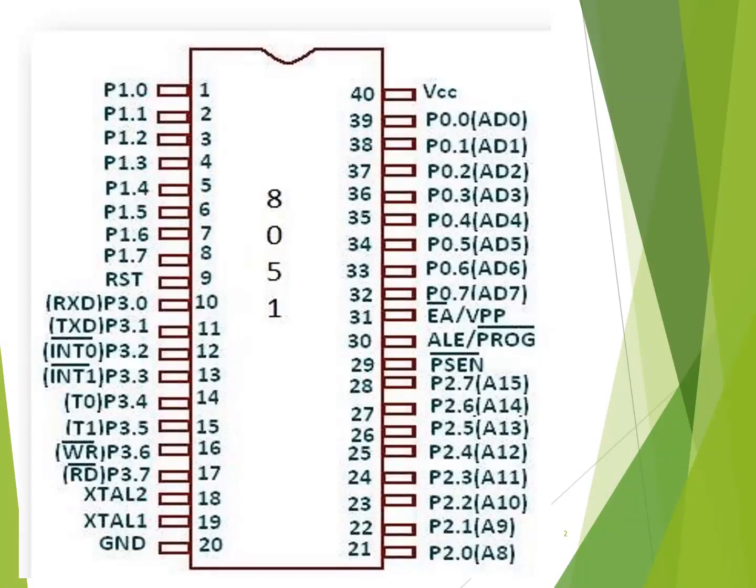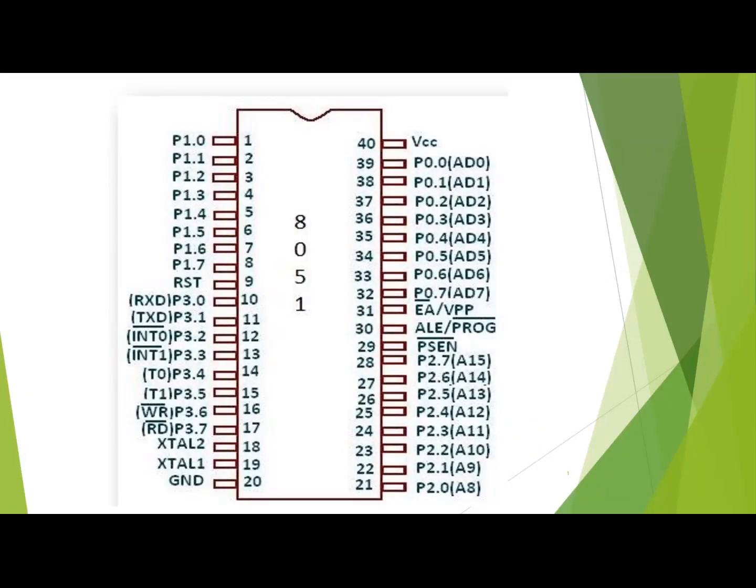Pin number 10 to pin number 17 correspond to port 3, from port 3.0 to port 3.7. This is also an 8-bit bidirectional IO port. All the pins are bit addressable. Port 3 of the 8051 is associated with very important alternate functions.